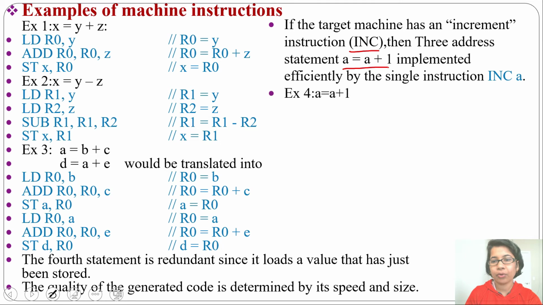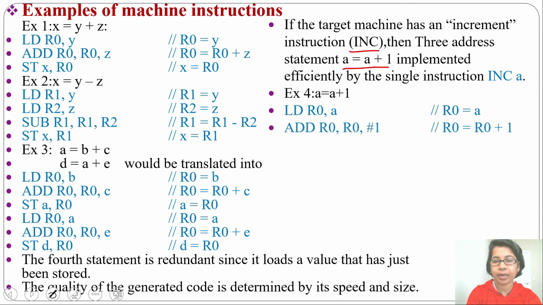First we need to load A into register, so load R0 A. Then we can do the addition, add R0 #1. For a number we use the hash symbol. Now R0 contains the addition. Next we need to store. So store A R0. We are writing 3 machine instructions for this single instruction.